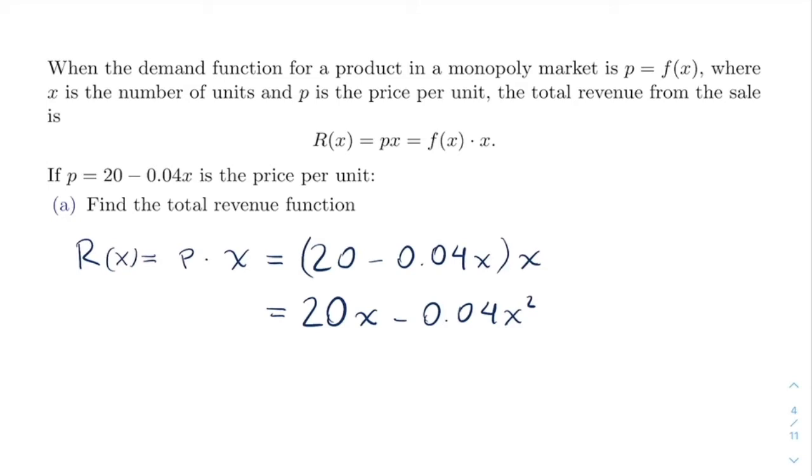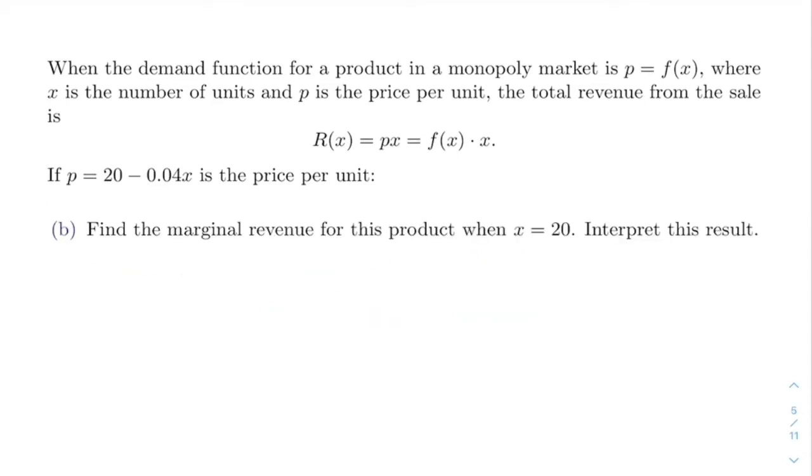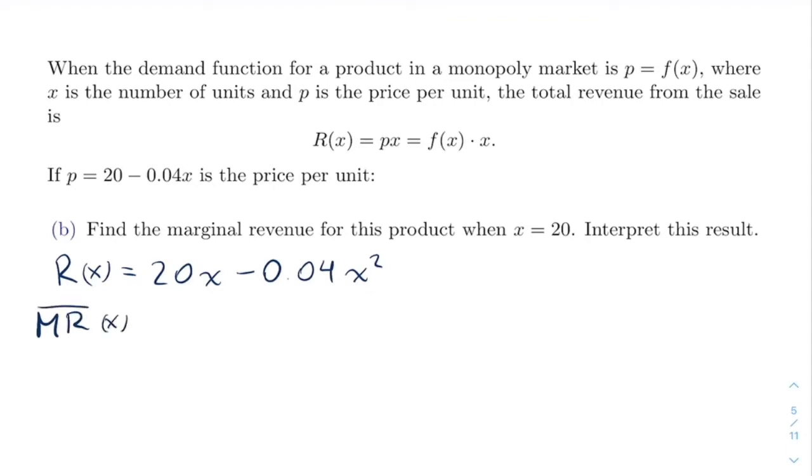Now let's move to find the marginal revenue. Remember, to find the marginal revenue, we need to find the derivative of the total revenue function, which we already found. It was 20x minus 0.04x squared. So we need to find the derivative of this. The marginal revenue will be equal to the derivative of the revenue, which is 20 minus 0.08x.